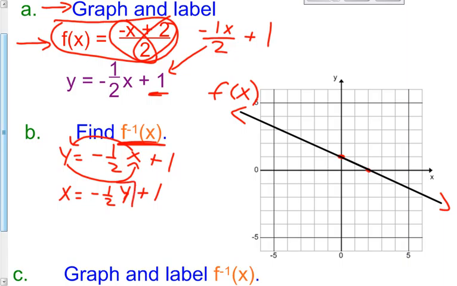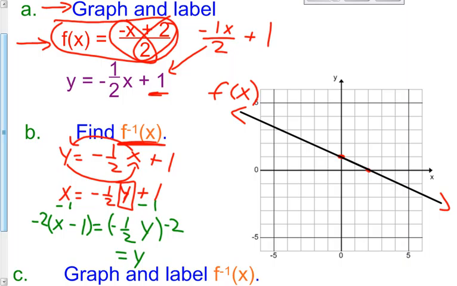So we want to get this y all by itself. The first thing we're going to do is subtract 1. So we have x minus 1 equals negative 1/2 y. And now we're going to multiply both sides here by a negative 2. Because a negative times a negative is a positive, and negative 2 times 1/2 is y all by itself. So if we multiply the right side by negative 2, we've got to multiply the left side by negative 2. So we distribute, and we get negative 2x plus 2. So there is our inverse function of x.